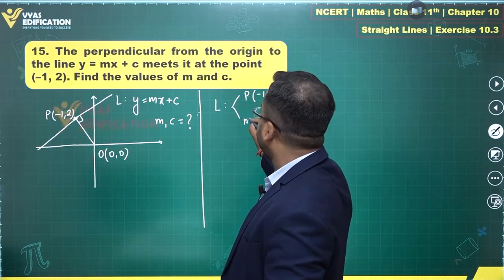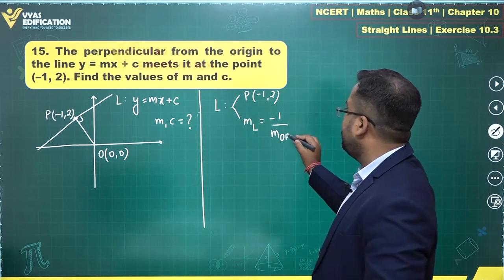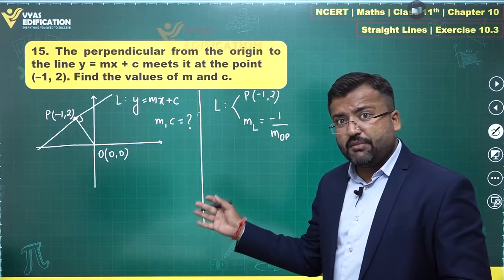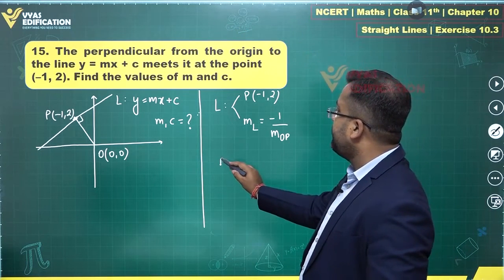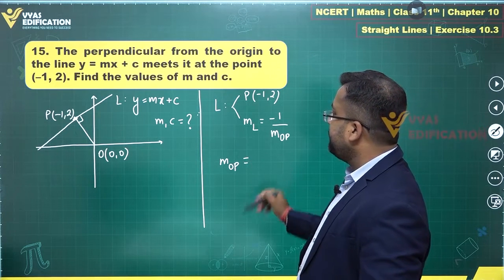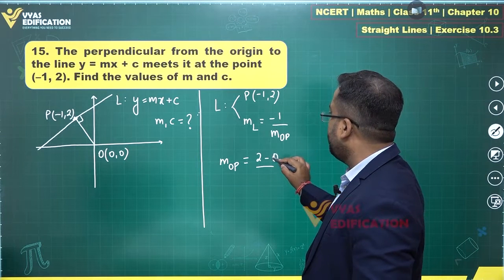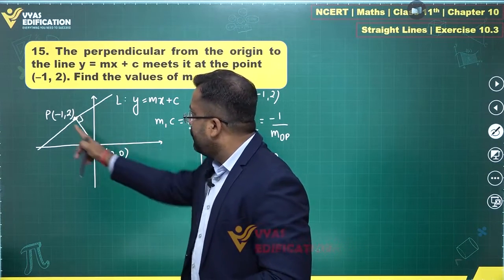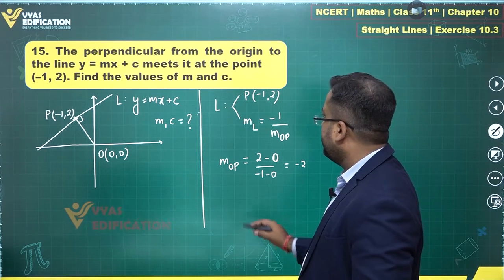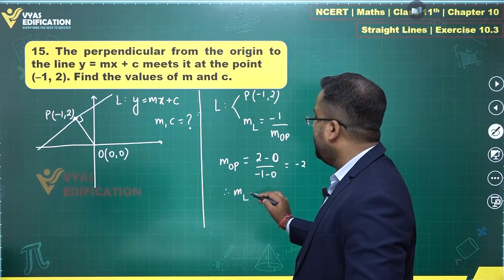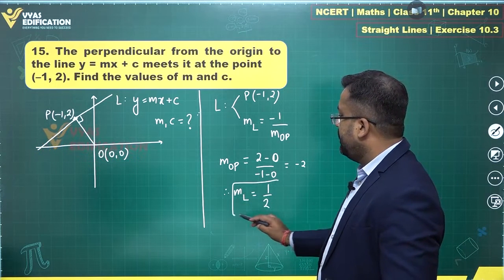Now M of line is equal to minus 1 upon M of OP. Can you please observe that? Yes, since OP is perpendicular to the line, this is the formula that we'll have. And what is M of OP? M of OP is pretty simple. It will be the slope (y2 minus y1) upon (x2 minus x1), that is (2 minus 0) upon (minus 1 minus 0), which will be minus 2. Therefore, M of L will be the reciprocal with a negative sign, which is 1 by 2.